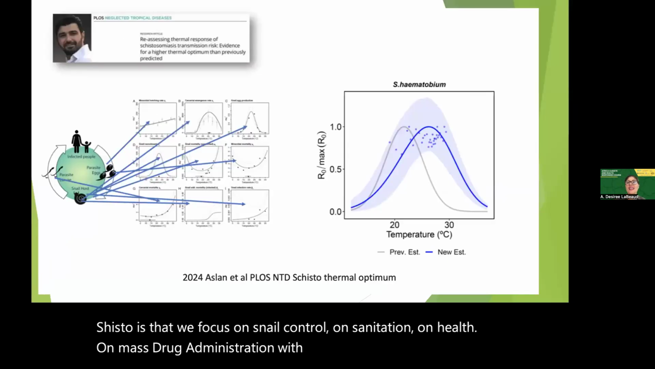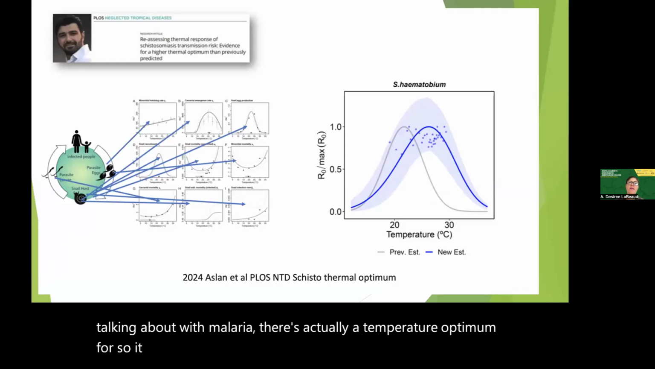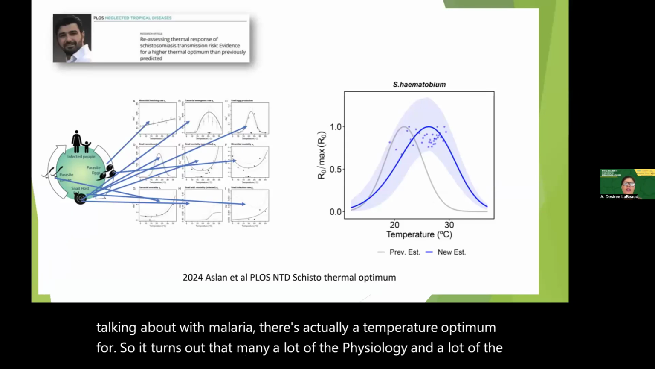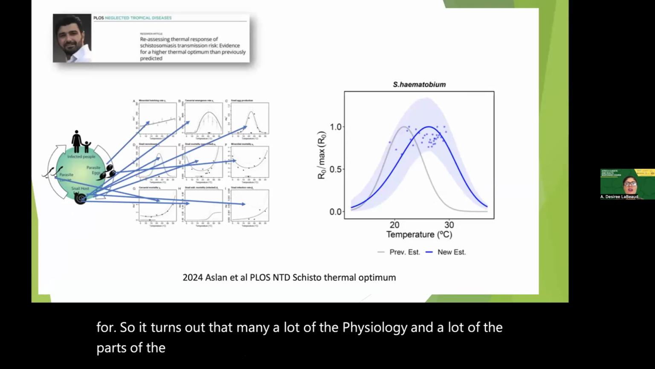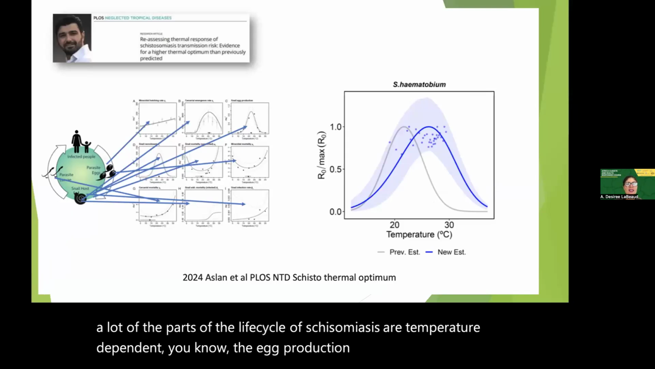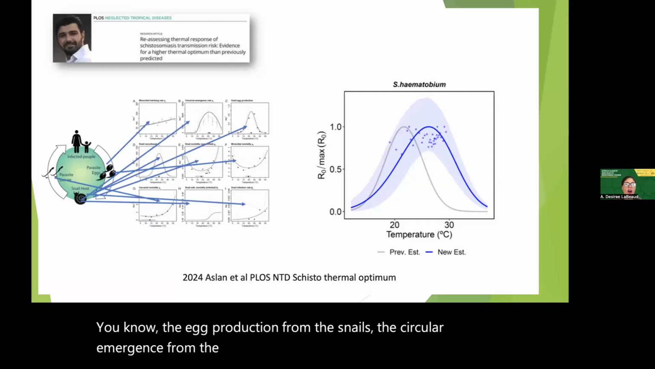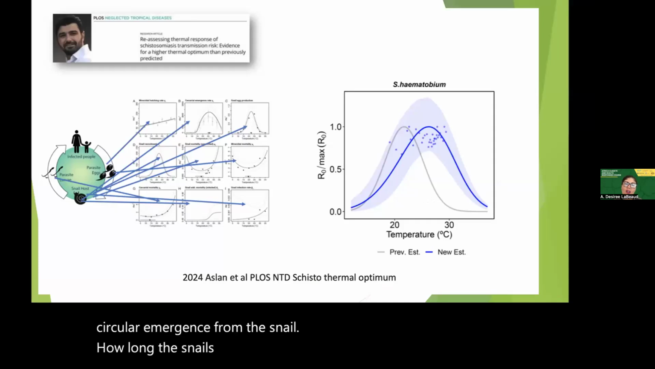But just like we were talking about with malaria, there's actually a temperature optimum for schisto. It turns out that a lot of the physiology and a lot of the parts of the life cycle of schistosomiasis are temperature dependent. You know, the egg production from the snails, the cercarial emergence from the snail, how long the snails live, how long the cercaria live, all of these things are temperature dependent.